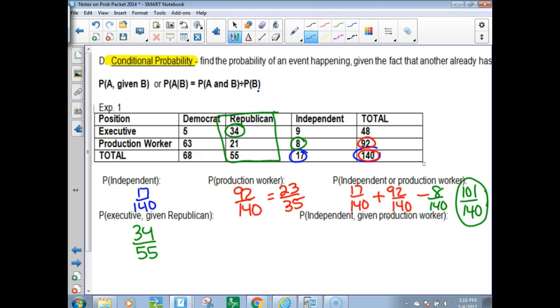Probability you're independent given you're a production worker. So now we're only looking at production workers. And you're an independent as well. So that's only 8 independents out of a total of 92 production workers. That reduces. I think those are both divisible by 4. Yeah. 4 and 23. 2 and 23.